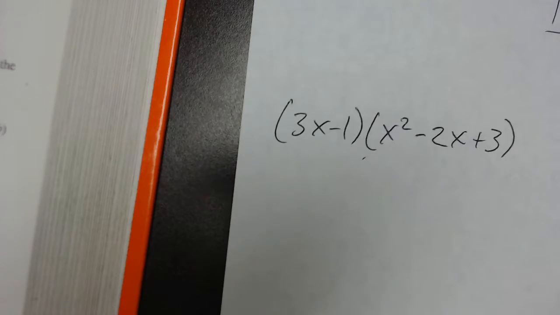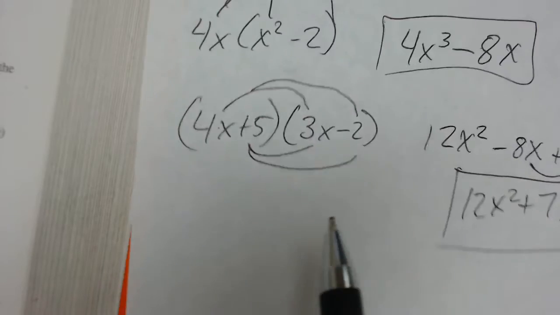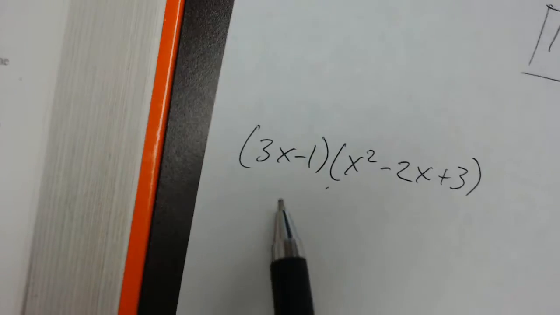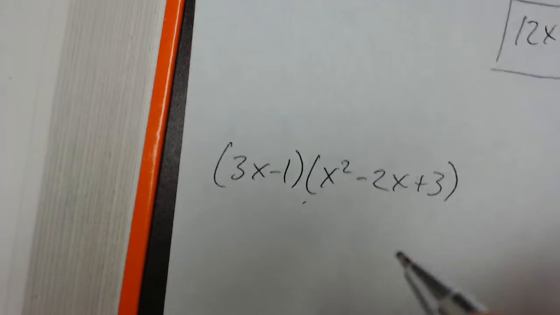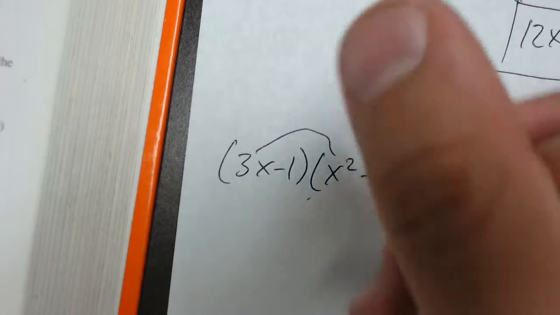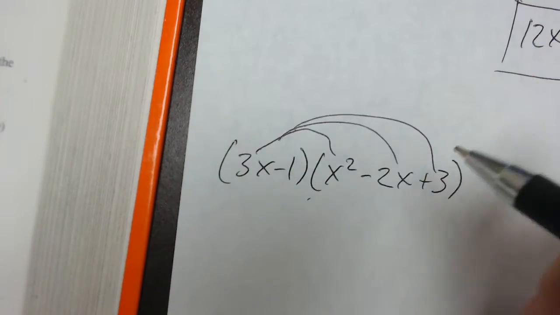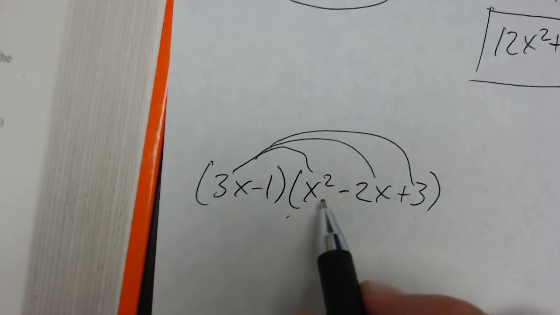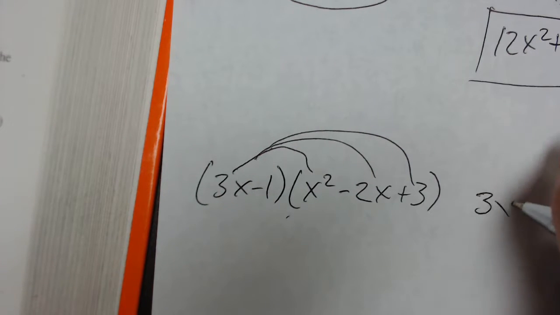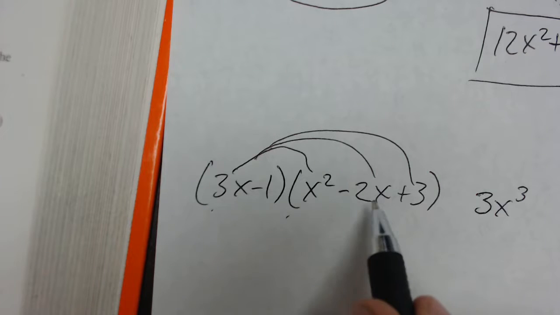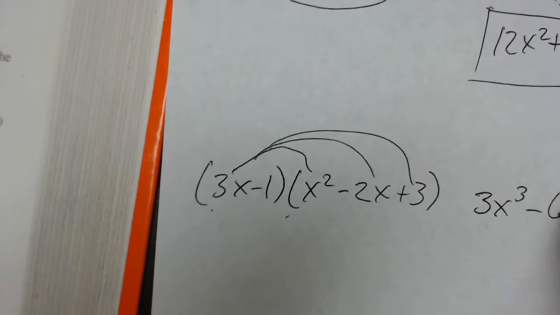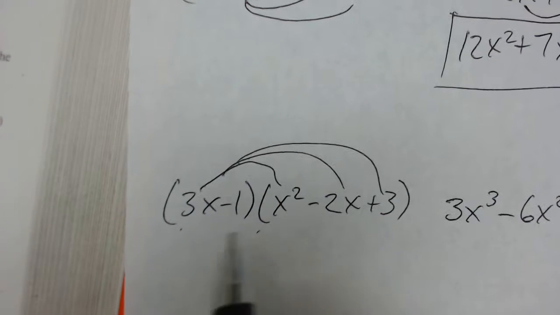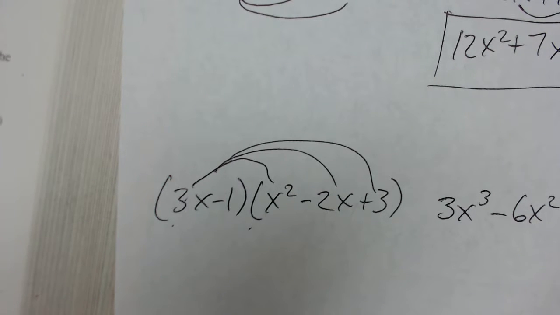Now it gets even harder. So now we've got, here we had binomial, binomial. Here we have binomial and trinomial. So same thing, we just take 3x, we're going to multiply by x squared, 2x, and 3. Okay? So the distributive property just with three terms now. So 3x times x squared gives me 3x cubed. 3x times negative 2x gives me negative 6x squared. 3x times positive 3, positive 9x.